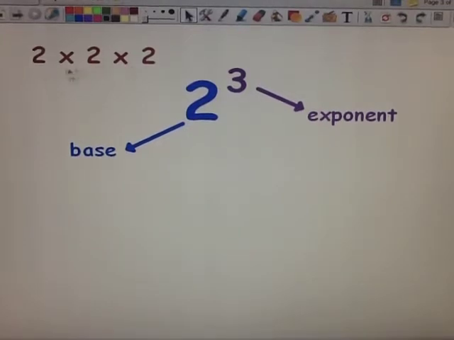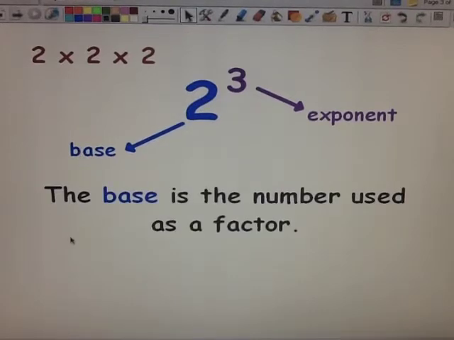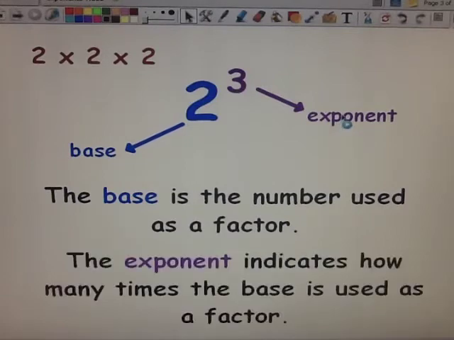Our prime factorization of 8 was 2 times 2 times 2. What factor do you see? You see the 2. That is your base, or big number. The base is the number that is used as a factor. Then you have an exponent. An exponent indicates how many times the base is used as a factor.